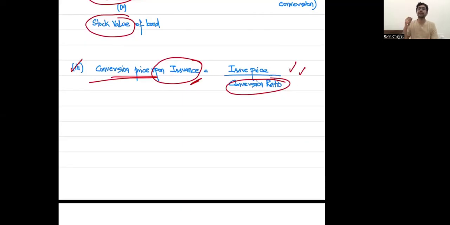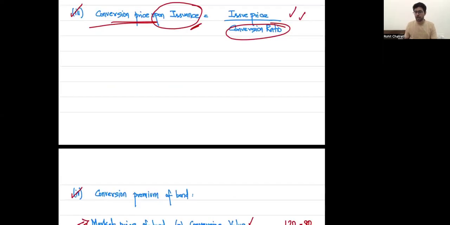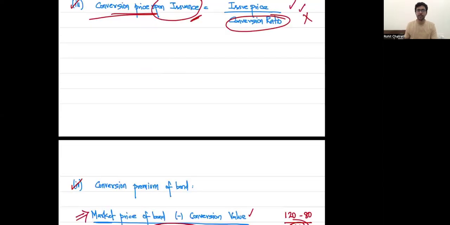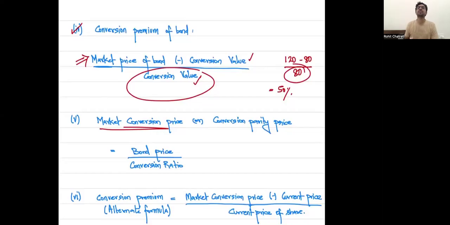If I want to calculate the conversion price based on the amount that I paid for the convertible bond, the issuance-based figure is not going to be relevant for me. What is relevant for me is the market conversion price, which is the current market price of the bond divided by the conversion ratio.